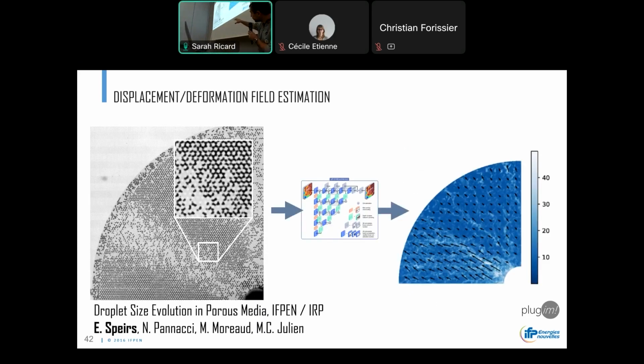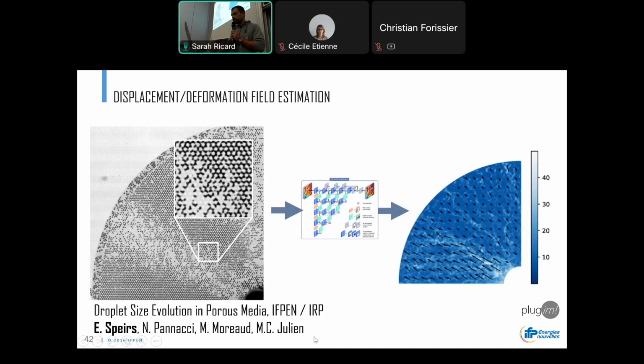So here you have a video, so you can see exactly what is done. You have some microfluidic experimental microstructures where you have microdroplets that travel inside this microstructure. The idea is to estimate the speed and the displacement field of this kind of object. It's a work from Elliot Spears, former PhD student, and a colleague from ERP, Marie-Caroline Julien.